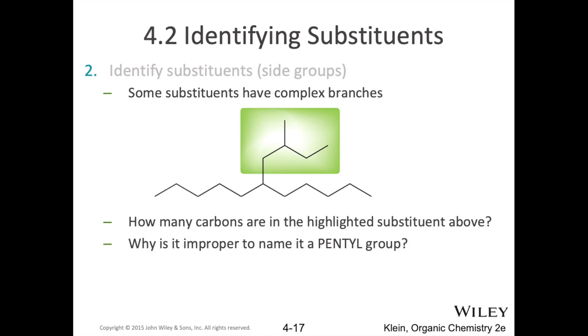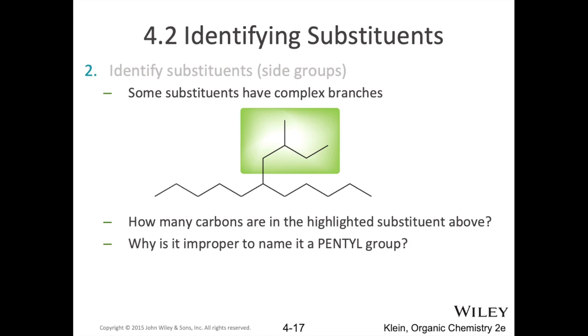So that being said, we have to name these, right? How do we name these complex branches? Well, you treat it as having a substituent on the substituent. Let me show you what I mean here. But keep in mind, you don't want to use the same nomenclature that you used for a simpler branch. So if you look at this and say, oh, it's got 5 carbons in it, why can't I just call this a pentyl group?